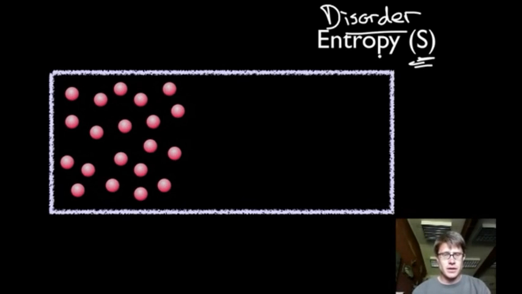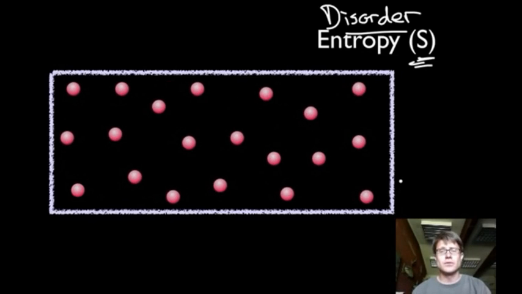And so let's compare this. Right here we've got a bunch of molecules on this side, and then we've got a lot of space over here. So what happens to the disorder of that system as I do diffusion? Well, it's becoming more disordered. In other words, the entropy is increasing.